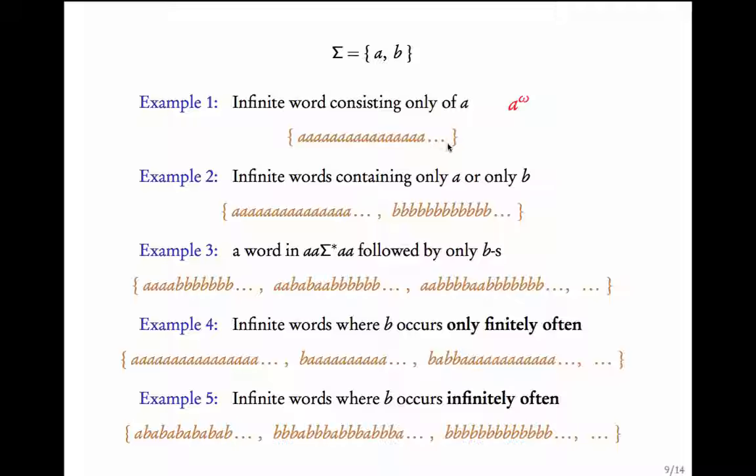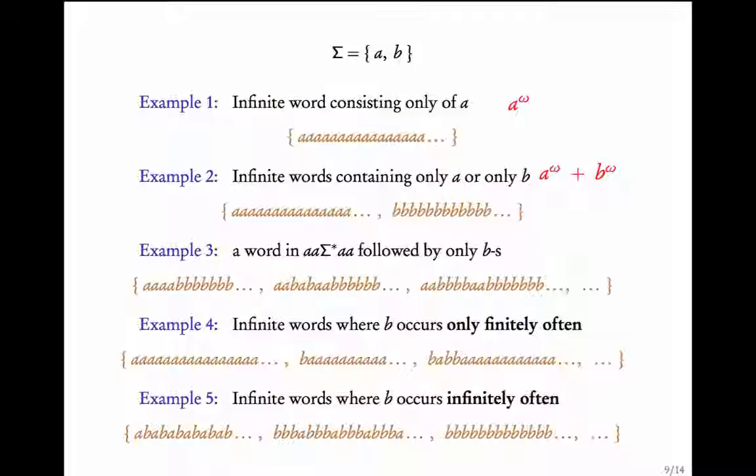This word is denoted as a power omega. This omega represents an operator denoting infinite repetition. Things will become clearer now. What about this? This is a power omega, this is b power omega, and this is going to be the union of these two. So a power omega plus b power omega.